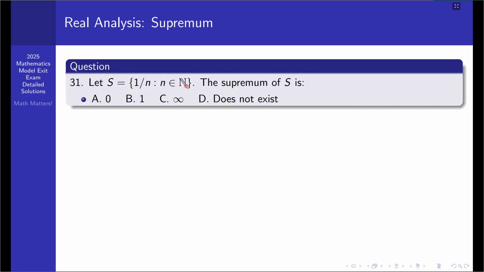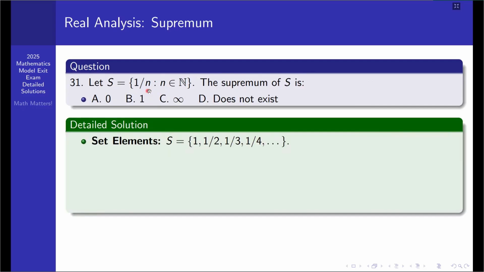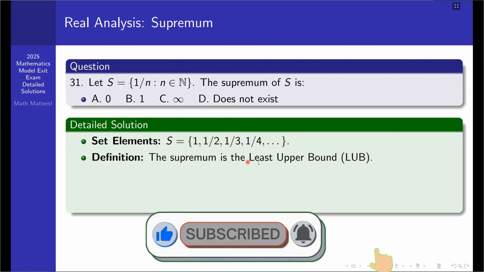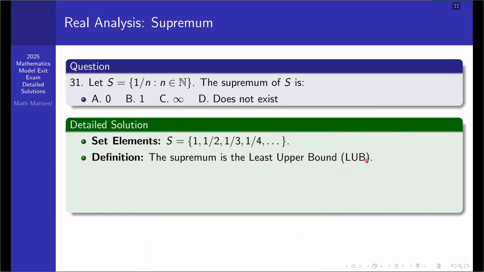So the elements of this set could be, whenever n is 1, we will obtain 1. Whenever n is the second natural number, that's simply 2, we will obtain 1 over 2, 1 over 3, 1 over 4. It goes on in this pattern. So the maximum element of this set is the first element, which is obtained whenever n is equal to 1, which is 1. Then by definition, the supremum is the least upper bound of the given set. The upper bounds are from 1 to positive infinity, so that the least element is 1.